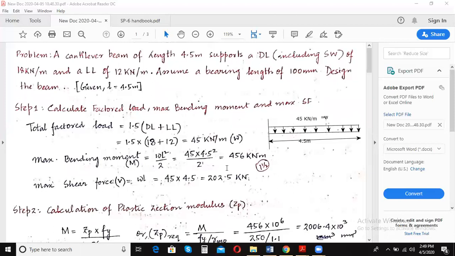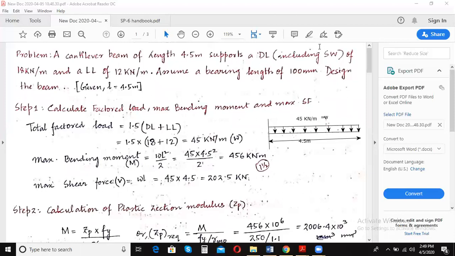It is coming out to be 456 kilonewton meter, and maximum shear force, which is also occurring at the support, okay, at the fixed support, that is equal to the total load, which is W into L, right? So the maximum shear force is coming out as 202.5 kilonewton.